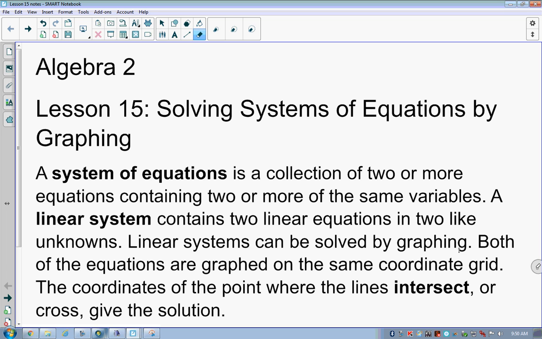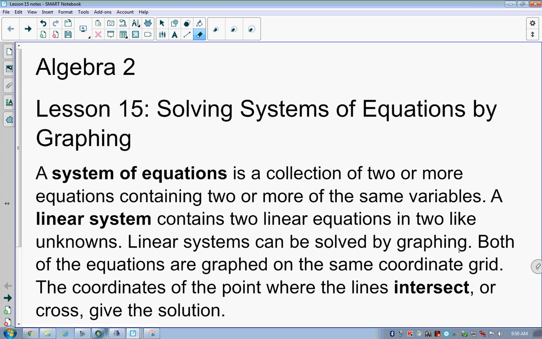All right, so systems of equations. That is a collection of two or more equations that contain two or more of the same variables. It doesn't matter if it's a and b or x and y, but both equations have to have the same variable. So if one has x, y, the other one has to have an x and a y. A and b, p and q, that type of thing.